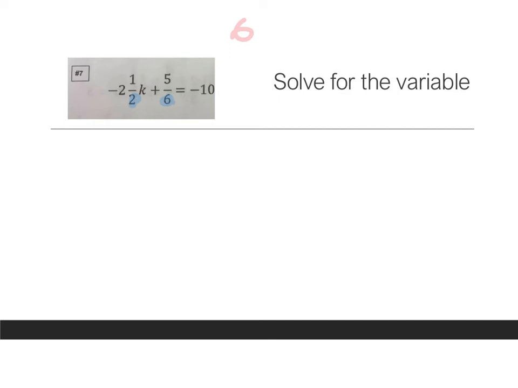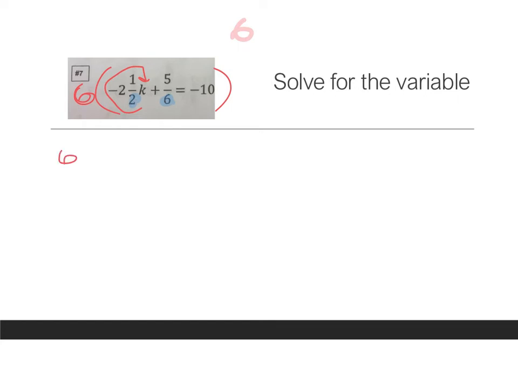So we're going to multiply the entire thing here by 6. Okay. So before I multiply -2.5k times 6, I definitely need a cartwheel here because anytime you're multiplying fractions, you need it to be improper.